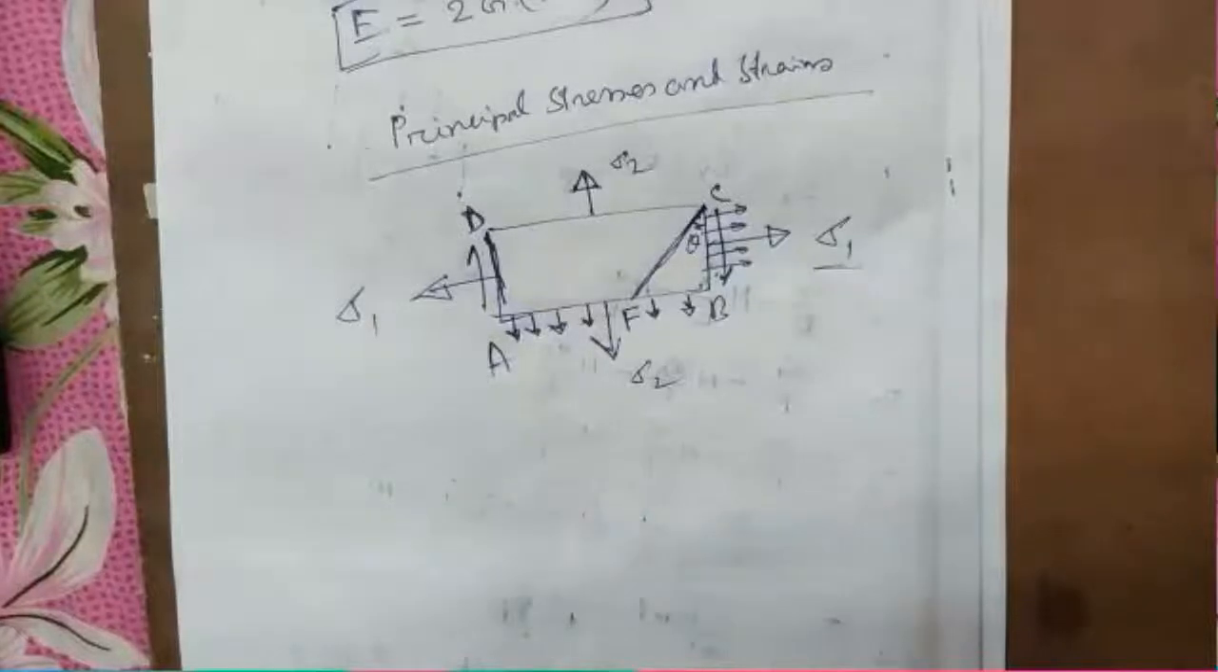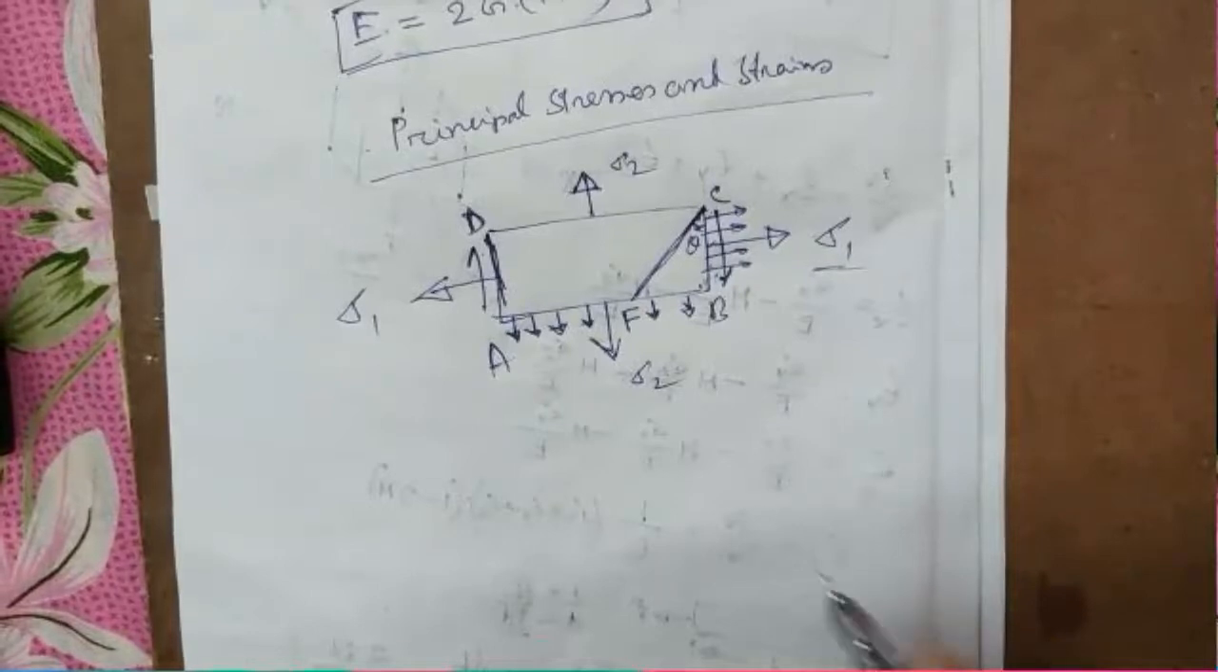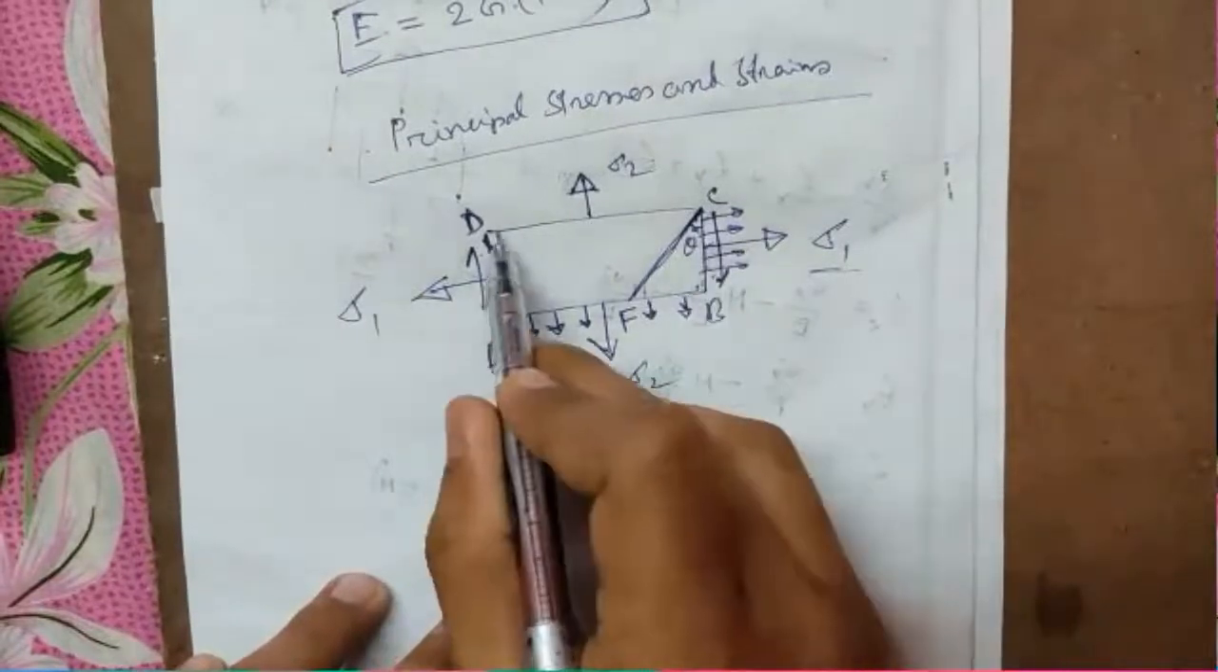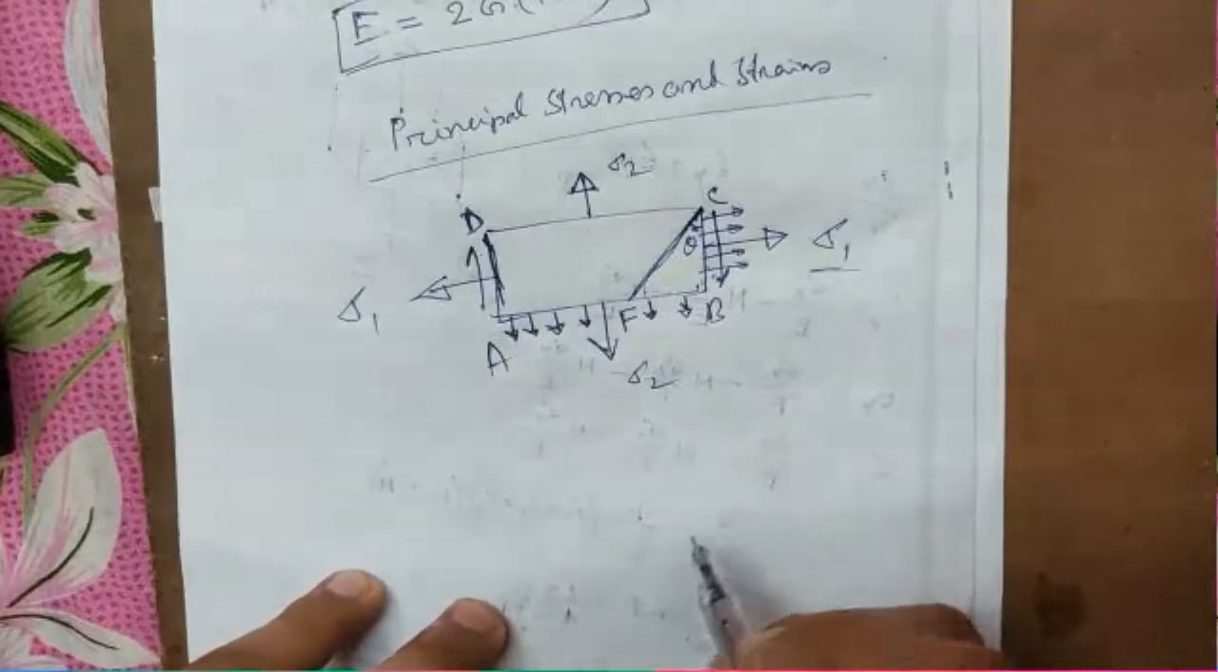We have the situation as such. The name of the chapter is Principal Stress and Strains. We have a cross section here having unit thickness. The cross section is ABCD, and this cross section is carrying two different types of normal stresses.